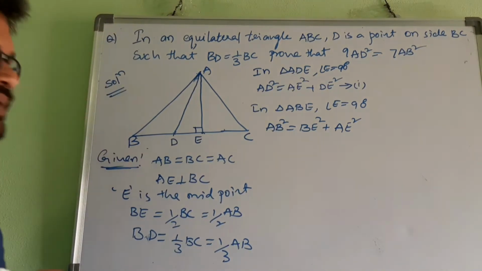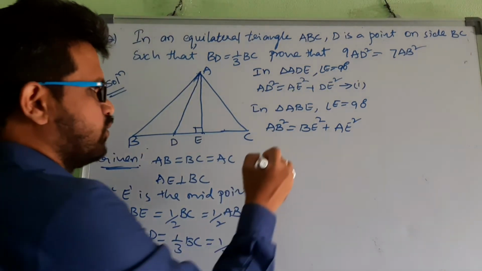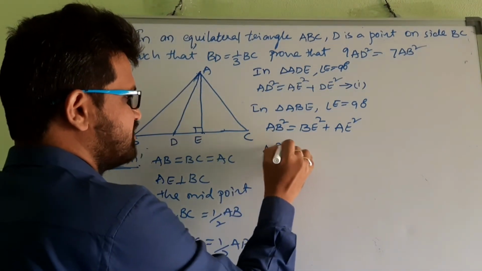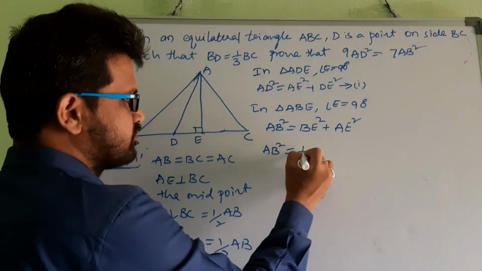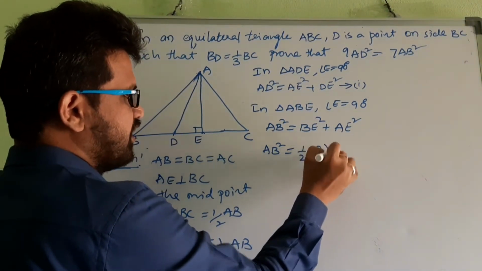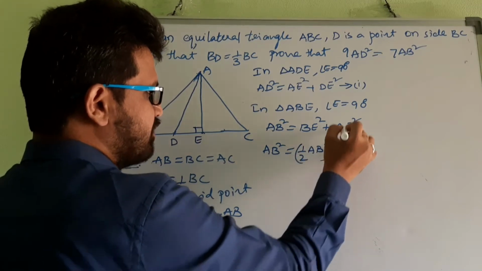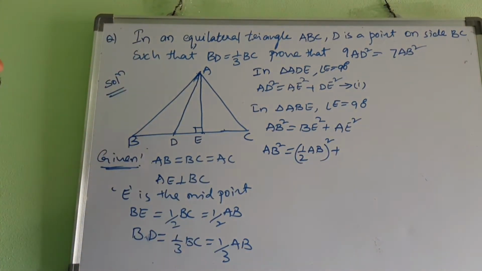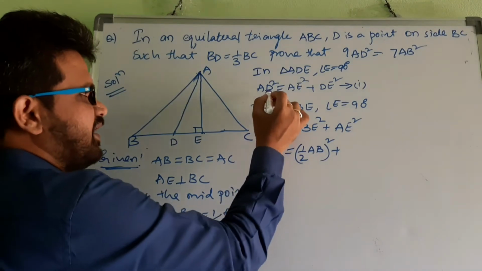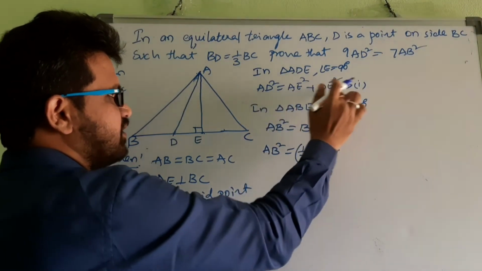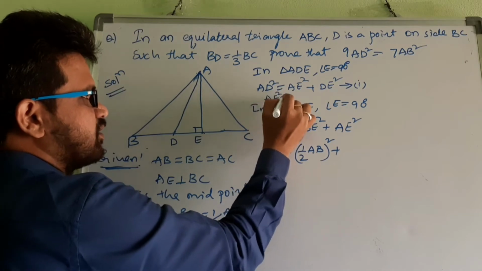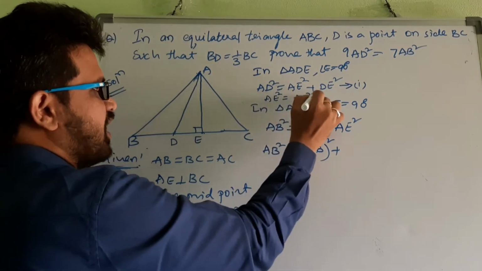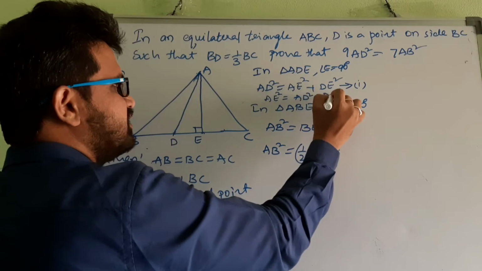Okay, BE square plus AE square. So AB square is equal to BE, we can write half of AB, half of AB whole square plus AE square. AE square, how can we write it? AE square we can write as AD square minus DE square.